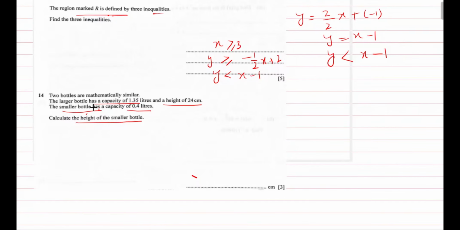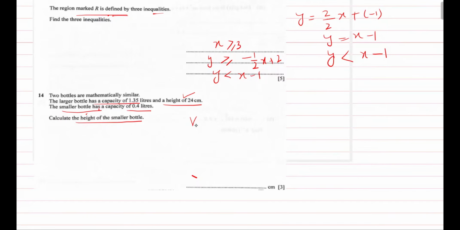Question 14. Two bottles are mathematically similar. The larger bottle has capacity 1.35 liter and height 24 centimeter. The smaller bottle has capacity 0.4 liter. Calculate the height of the smaller bottle. Look here, we have to calculate the height of the smaller bottle.